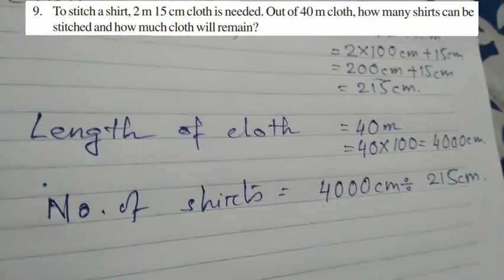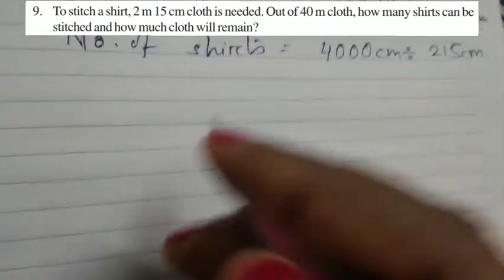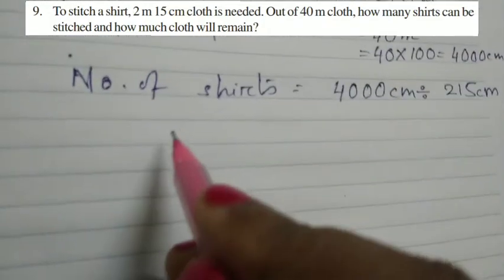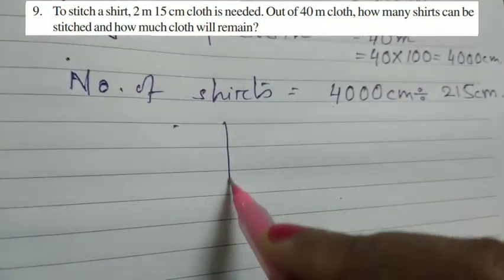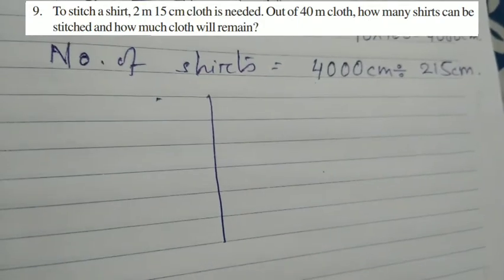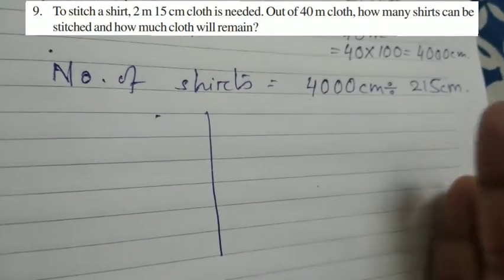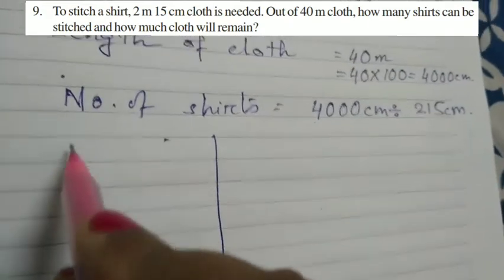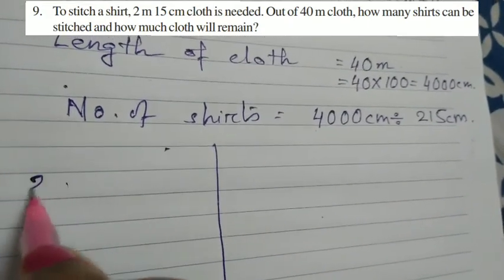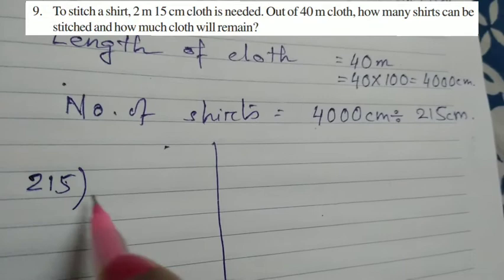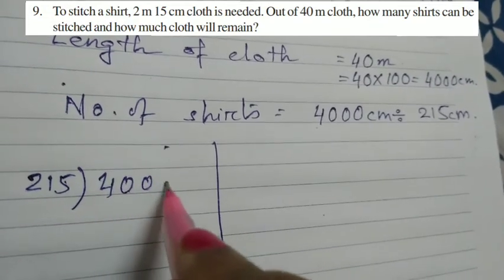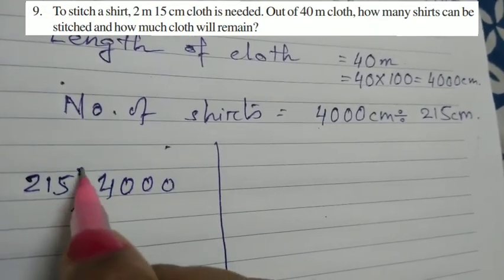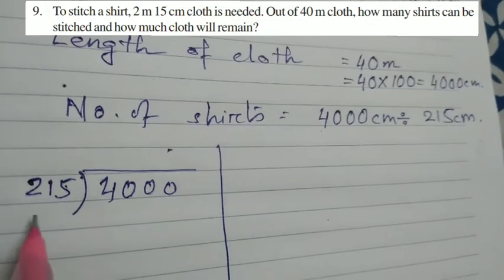So now to divide, again I will do a rough. I'm doing the rough on the right hand side, but you also, on the left hand side, you have to make a column for your rough or use the back side of your paper. So 4000 divided by 215. Okay, when I divide it, what will I do?